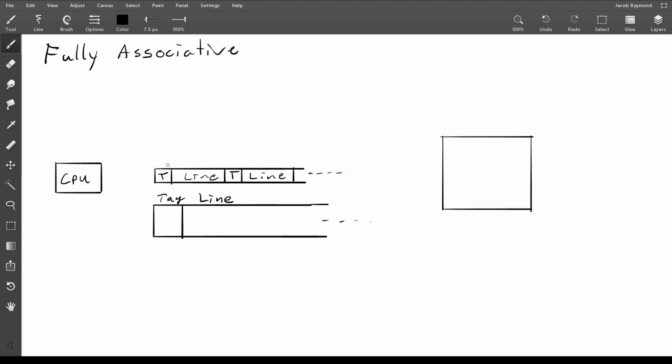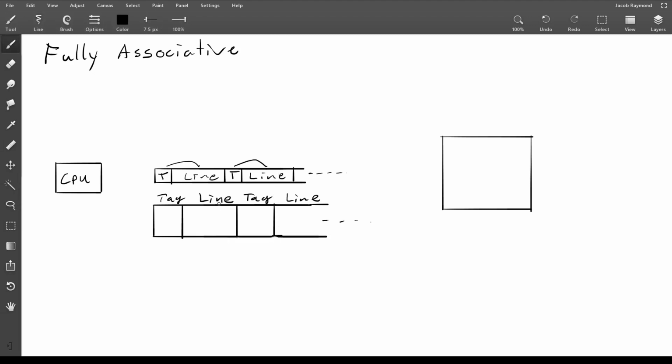These two are associated, right? These two correspond. This cache line is associated with this tag, and this tag is associated with this line, and so on. And then we have a tag and then a line.